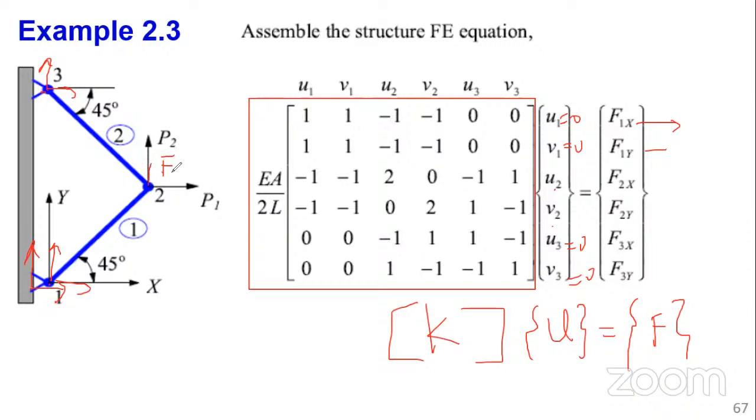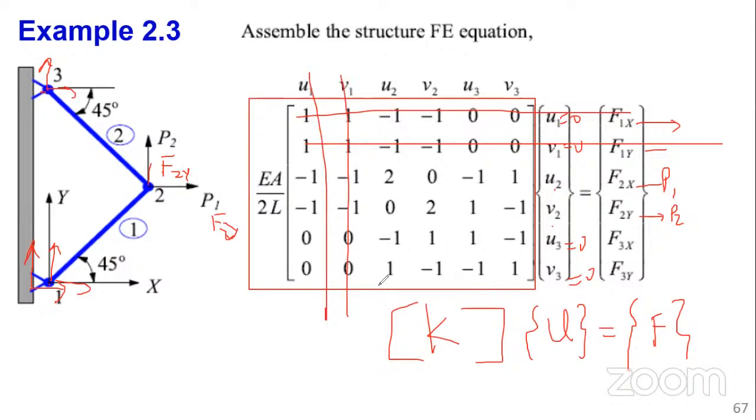Then P2, this is F2 in the y direction. This is F2 in the x direction. So F2x is equal to P1, F2y is equal to P2. So to solve this, to simplify this, you first remove the rows and the columns associated with quantities with the 0 displacement. So U3, V3, U1, V1, you remove this row. So what you are left with is this part.